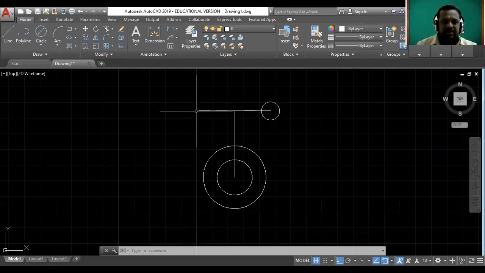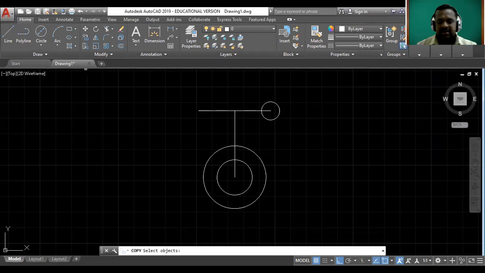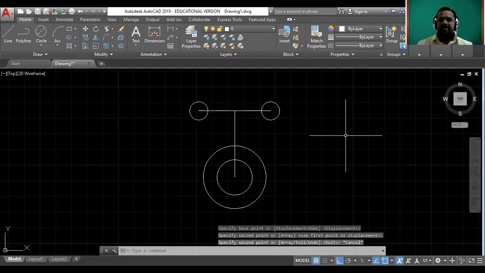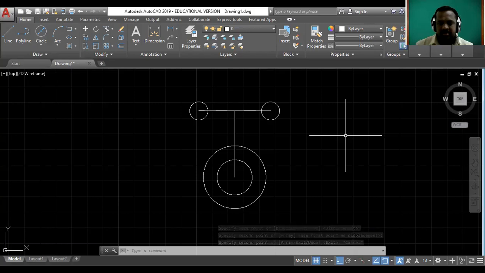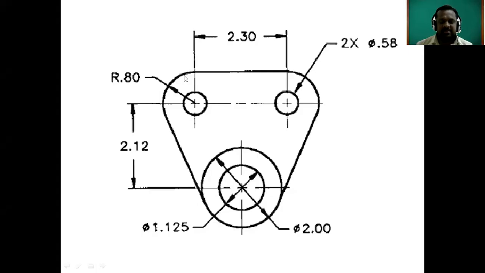Again, a similar circle we have to require at this end. So how to draw it? Can I copy it? Yes. Make a click on the copy, select this circle. Press the enter, select the center point and make click on this center point. Understood? Yes, sir. Then see the given figure. What is the next step?